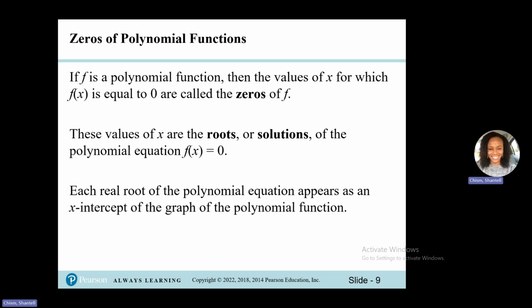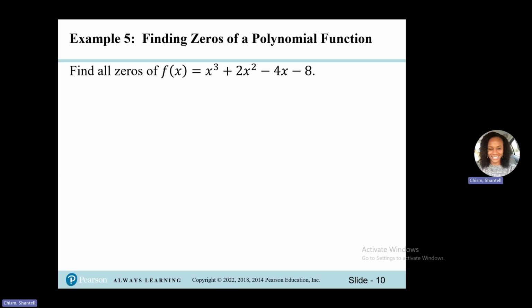Each real root of the polynomial equation appears as an x-intercept of the graph of the polynomial function. So in other words, if you were to take this function and graph it, your solutions or your zeros are actually where it crosses the x-axis, okay? And of course, we have an example. We'll take a look at this. It says find all zeros of f of x equals x cubed plus 2x squared minus 4x minus 8.